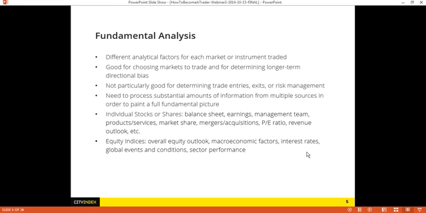Interest rates, which are very important, global events and conditions, and sector performance. Commodities are all about supply and demand, again, global macro factors and global risk sentiment. So we've talked about commodities, including gold.